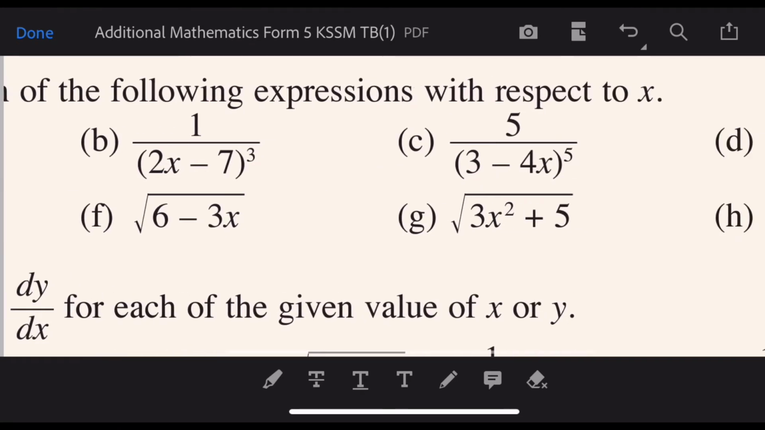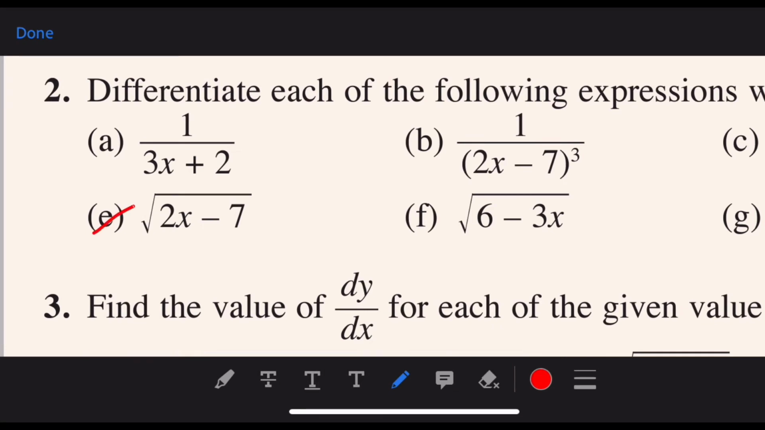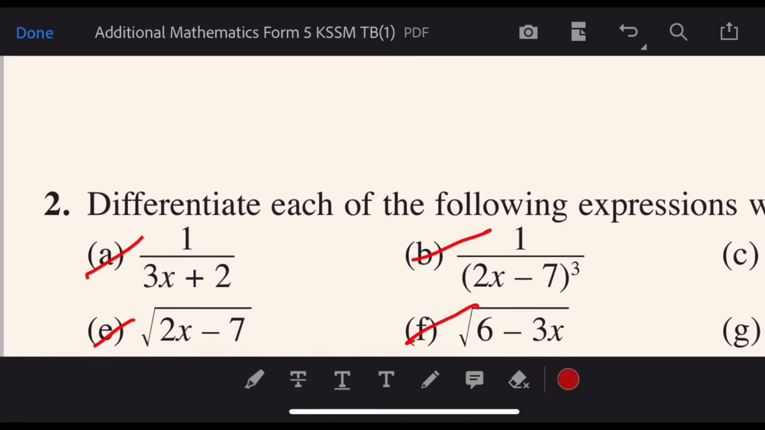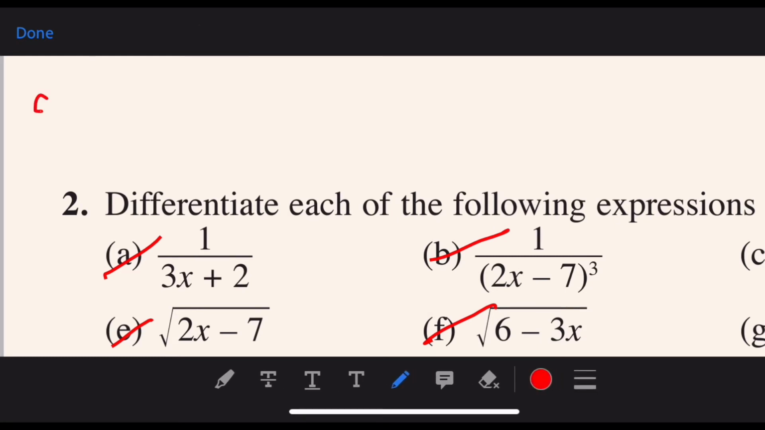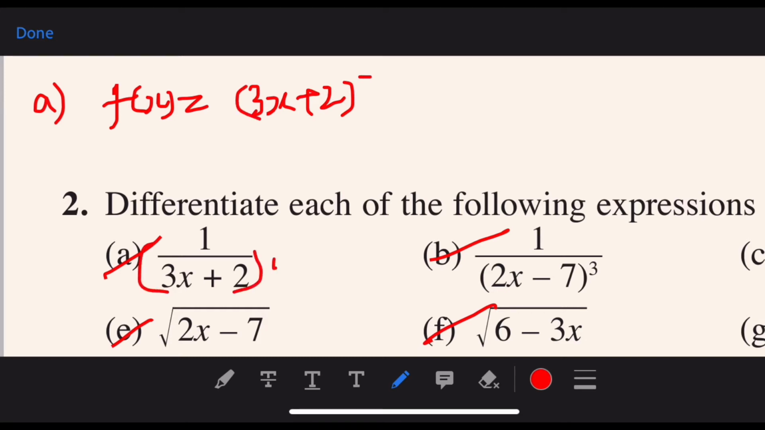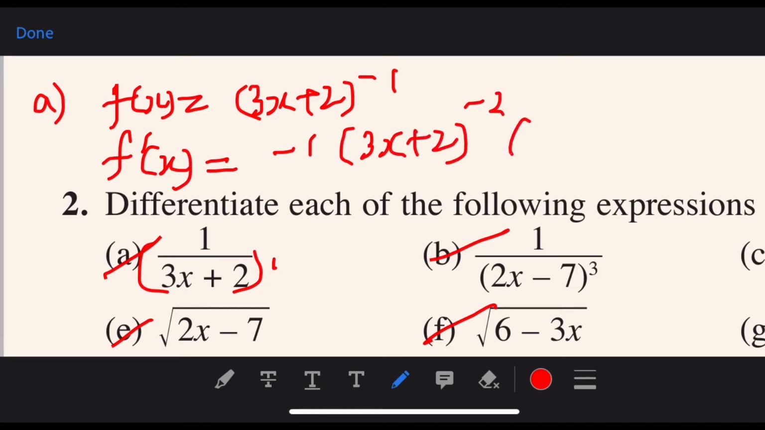Okay, now we discuss another one. Differentiate each of the following expressions with respect to x. Okay, how about this one and this one? How to do it with the square root, with the negative power? Okay, let me discuss one with you. I do A. Okay, for A, you can write like this: f(x) equals 3x plus 2 to the power of negative 1, right? You bring it up. So now you can write, you learn how to differentiate using f prime. Negative 1, copy everything, right? Then minus 1, negative 1 minus 1 is negative 2, and don't forget to differentiate inside the bracket. So this is your answer.